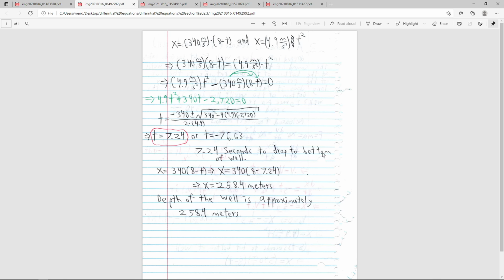And that's how the math in this type of problem works. X equals 340 times (8 minus t). We have to find x now. We can use one of these expressions for it. So you plug in 7.24 for t, and you get 258.4 meters. So the depth of the well is approximately 258.4 meters, which sounds reasonable. I assume a couple hundred meters is pretty reasonable for a well. It's a relatively deep one, but it's not ridiculous.